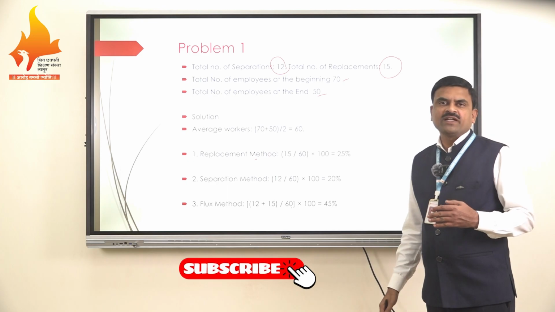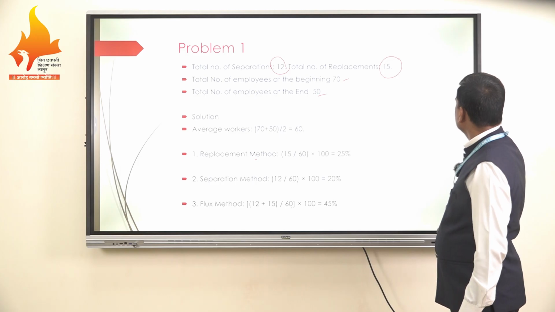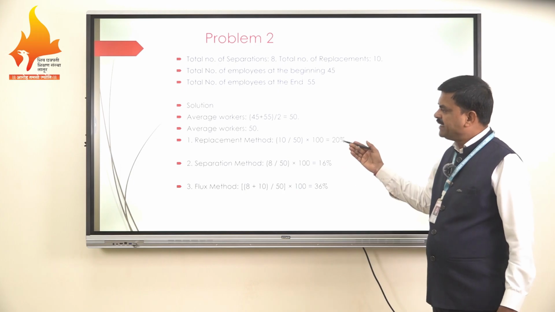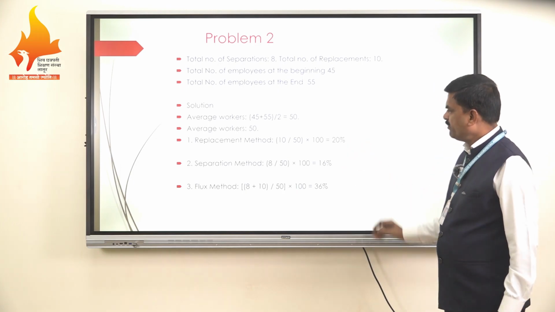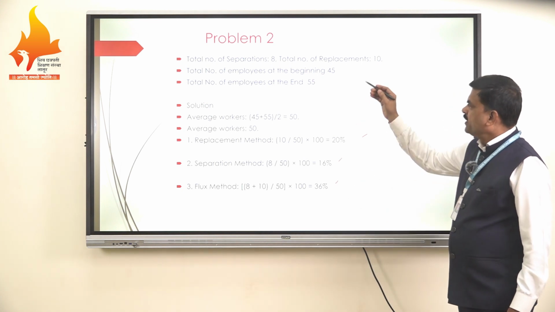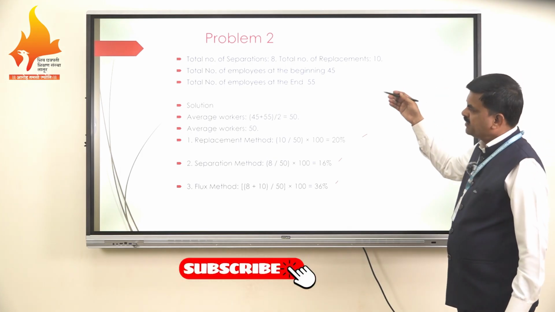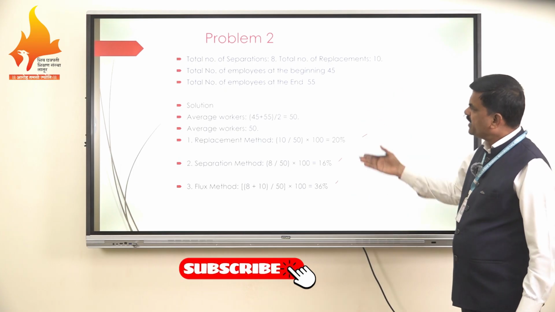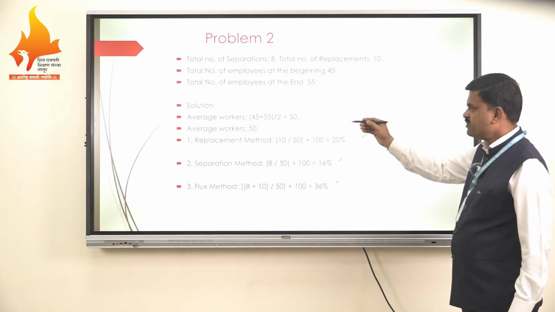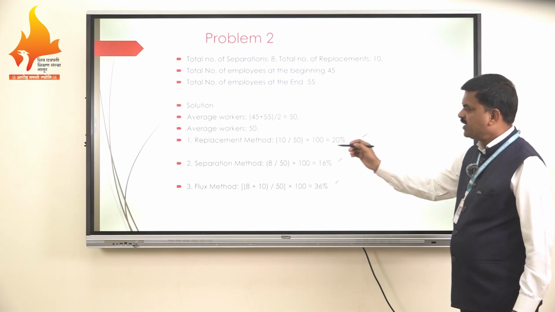So this is a very simple technique to find the labor turnover rate under these three separate methods. These are some examples to solve yourself and find the labor turnover rate under the replacement method, separation method and flux method. These examples will help you understand these three methods very effectively. The number values may increase or decrease, but the formula and technique are one and the same to find the replacement rate, separation rate and the combination of these two under the flux method.